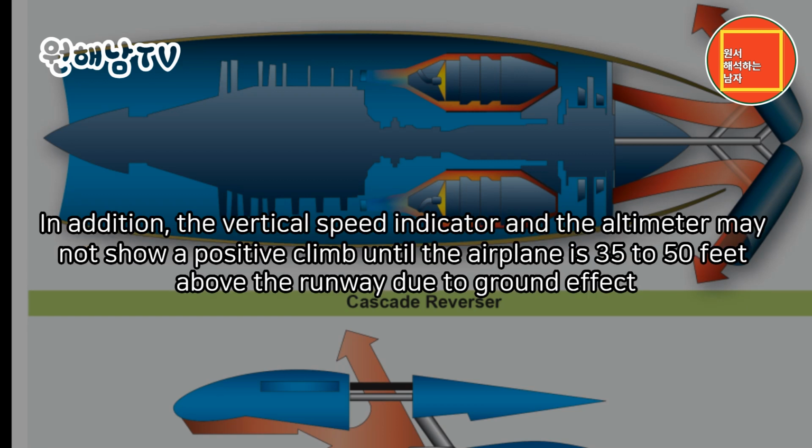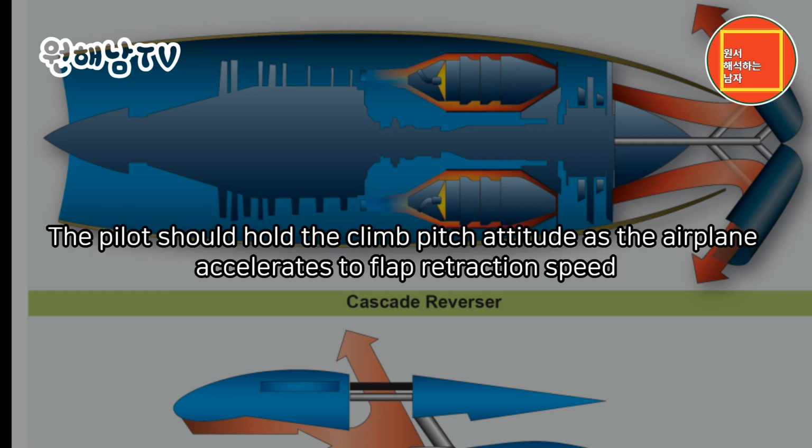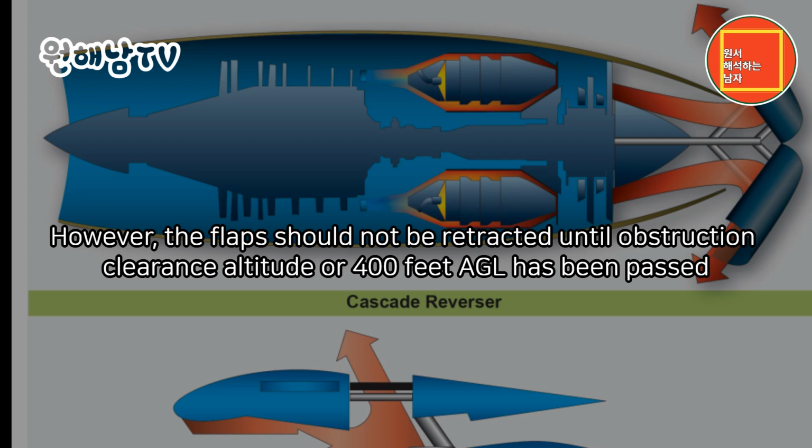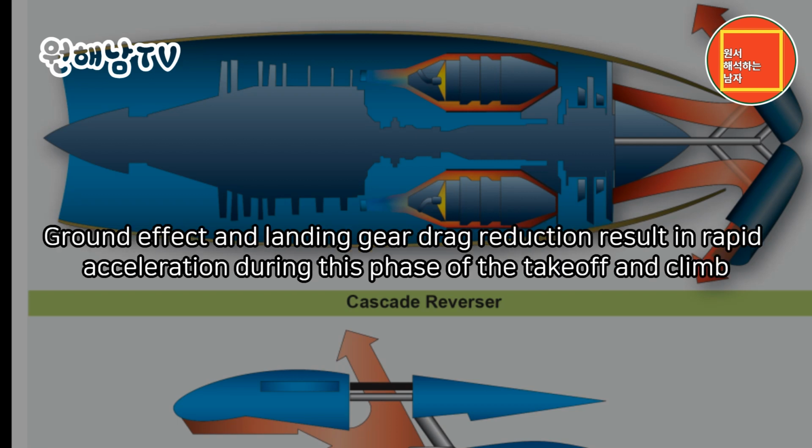In addition, the vertical speed indicator and the altimeter may not show a positive climb until the airplane is 35 to 50 feet above the runway due to ground effect. The pilot should hold the climb pitch attitude as the airplane accelerates to flap retraction speed. However, the flaps should not be retracted until obstruction clearance altitude or 400 feet AGL has been passed. Ground effect and landing gear drag reduction result in rapid acceleration during this phase of the takeoff and climb.